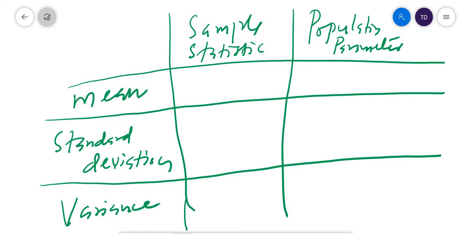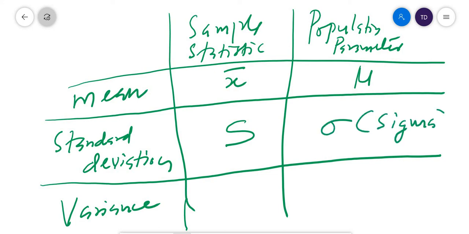Mean of a sample, as we already discussed, is x bar. For a population we call it mu, a Greek letter. Standard deviation for a sample is S. For a population it is sigma. And variance is denoted by S square. The square of standard deviation is variance, and here it is sigma square. So these are all the letters used to denote the measurable characteristics.